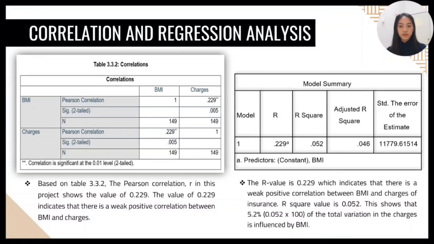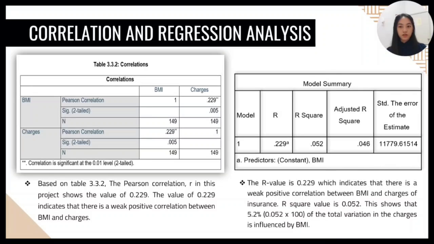Now, as you can see, this is the table for correlation analysis that has been done by IBM SPSS. The value that has been obtained is 0.229, which means r is greater than 0. By using the Pearson product moment correlation coefficient, we can prove that there is a weak positive correlation between body mass index and charges.